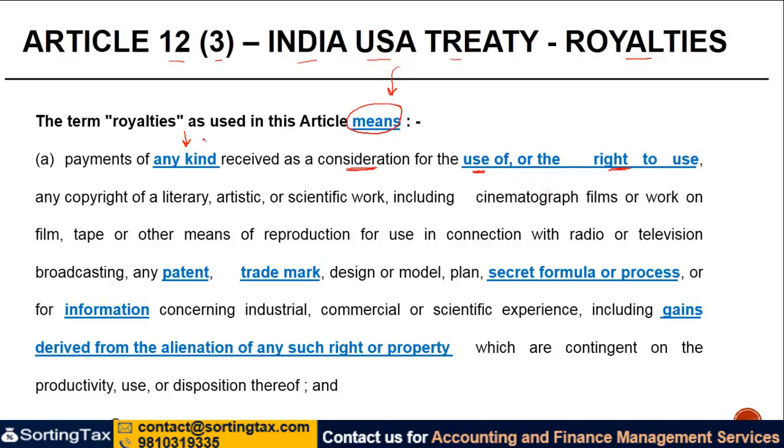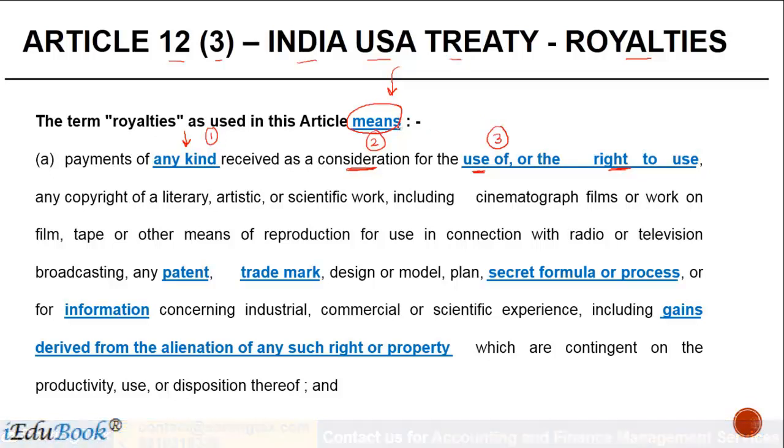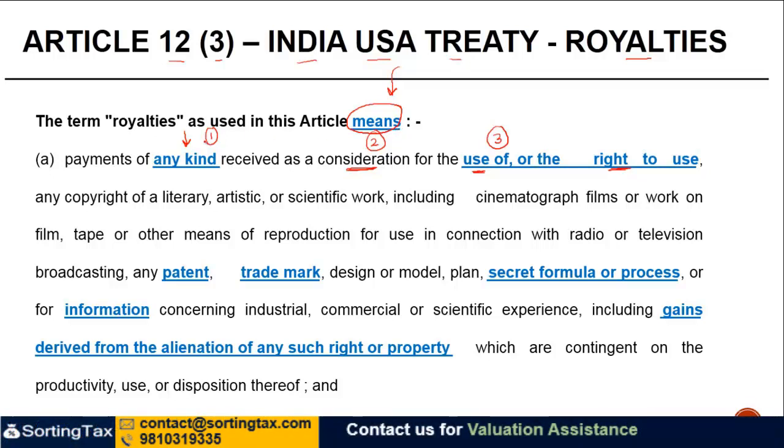Let me first explain the meaning of these 3 points to you, and then it is going to make things amply clear. So royalty definition is an exhaustive definition under the India-USA Treaty. It refers to payment of any kind.